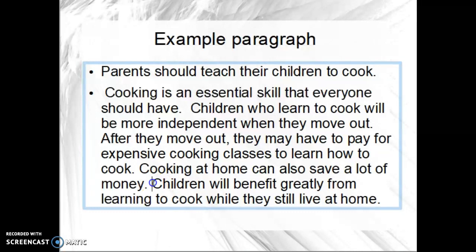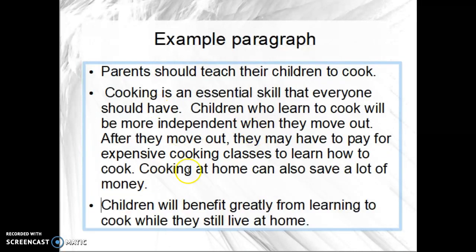So moving on to the supporting sentences. We want each of the sentences to work to give evidence why this is true and correct. Okay, so first we say it's an essential skill.